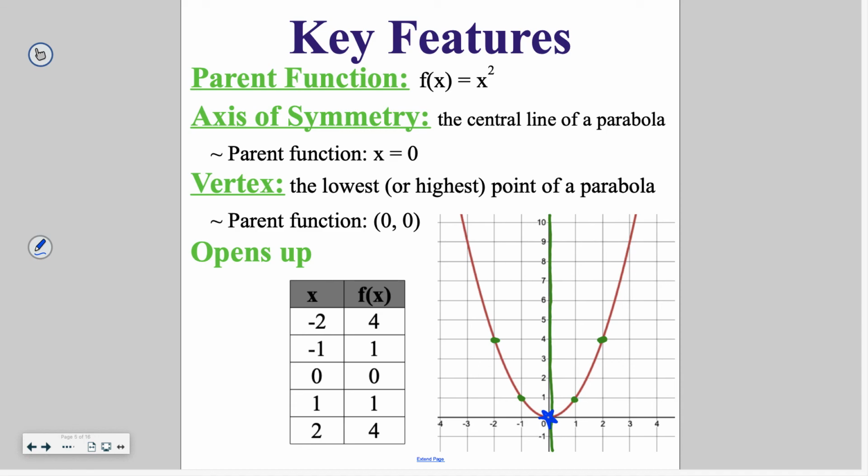The last key feature of the parent function is that it opens up. What this means is that the open space in our graph is moving up. We also will see parabolas that open down, where the open space is facing down. But our parent function, a key feature is that it opens up.